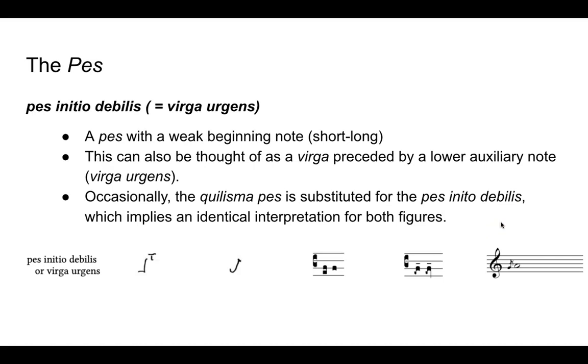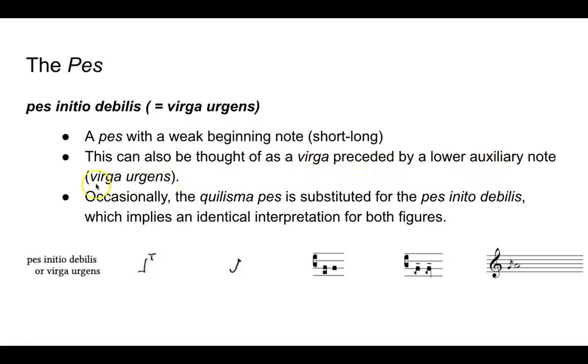So the pes initio debilis is a pes with a weak beginning note. And don't let the verbiage overwhelm you, especially as we move into future parts, like part 4, I'm thinking. So if you're new to chant, don't let this overwhelm you. We're still looking at the same old pes that we've been discussing for the past few slides, but we're just looking at a weak beginning note, an initio debilis form of it. It can also be thought of as a virga preceded by a lower auxiliary note.